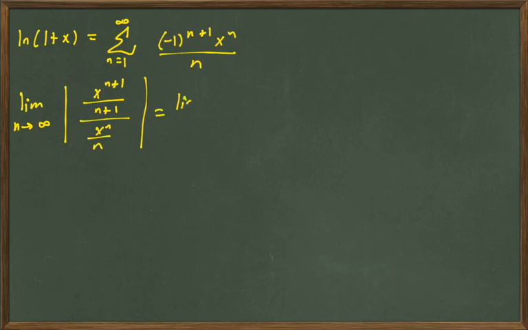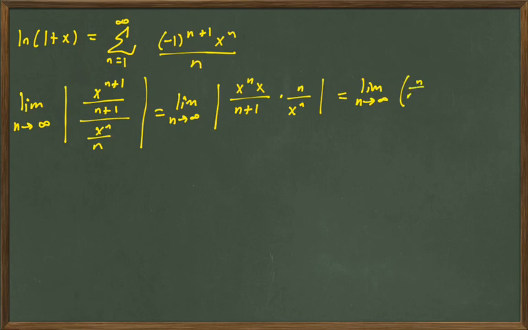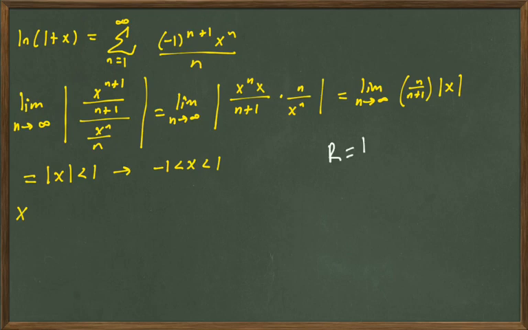That's going to be equal to the limit as n goes to infinity of, sorry, x to the n times x over n plus 1 times n over x to the n, which is equal to the limit as n goes to infinity of n over n plus 1 times the absolute value of x, and that's going to converge to the absolute value of x, which is less than 1. So we want x to be bounded between negative 1 and 1, and so our radius of convergence is going to be 1. Now we want to check to see if we have convergence at the endpoints.